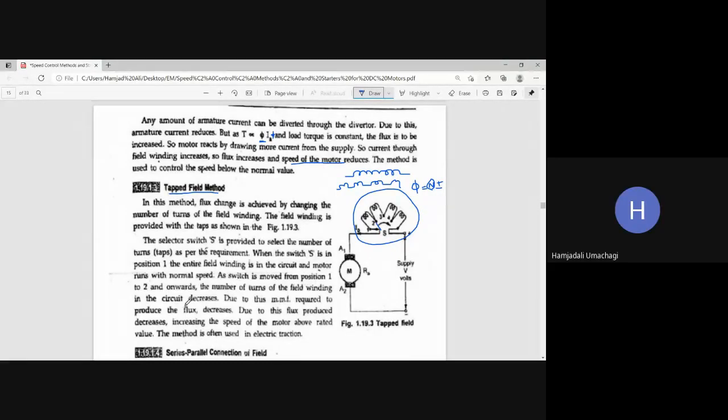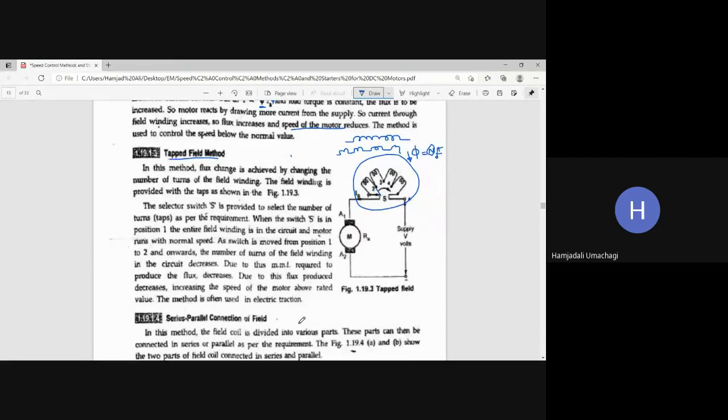So the number of turns on the field winding decreases. Due to this, the MMF required to produce flux also decreases, because fewer turns means no doubt you are going to decrease the flux value here. If flux decreases, then what about the speed? How is it related? Speed will be increasing, inversely proportional. If the flux decreases, then automatically the speed will be accelerated. Due to this, the flux produced decreases, increasing the speed of the motor above the rated value. So this is used to get the speed of the motor above the rated value.